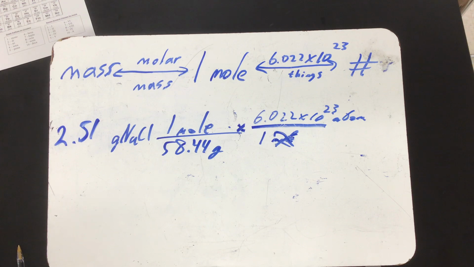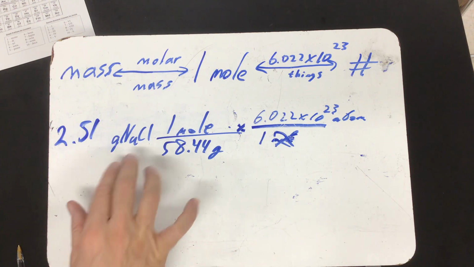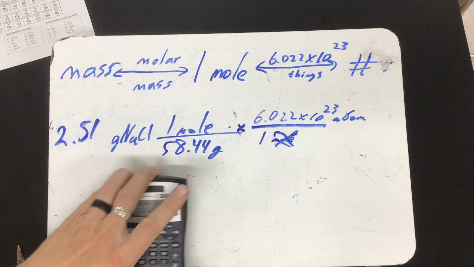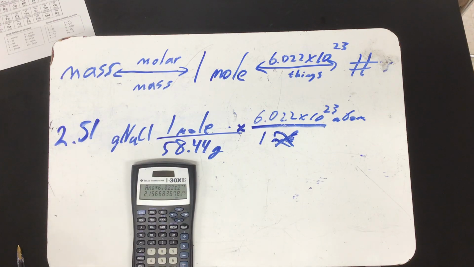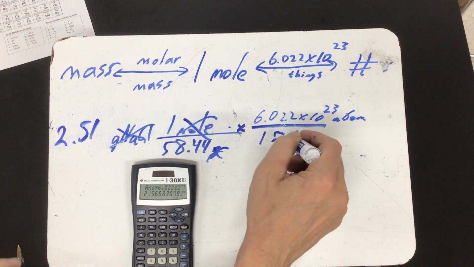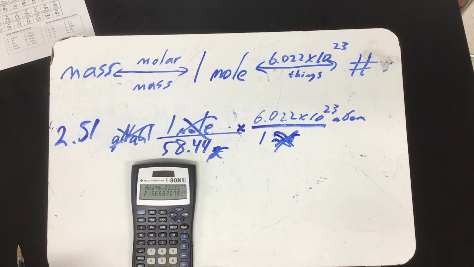So the only difference here is it's not just iron or just aluminum, it's not just sodium or just chloride, it's the molecule, the compound sodium chloride. But it's the same type of math here. The grams will cancel, numerator and denominator. The moles will cancel, numerator and denominator. And I'll be left with molecules of sodium chloride.